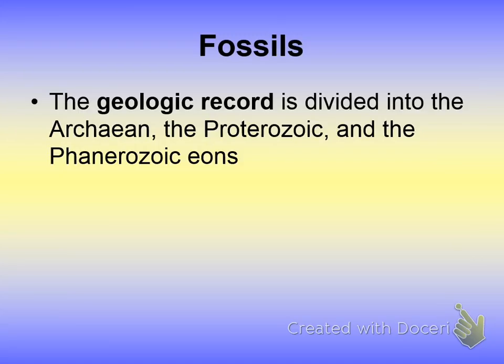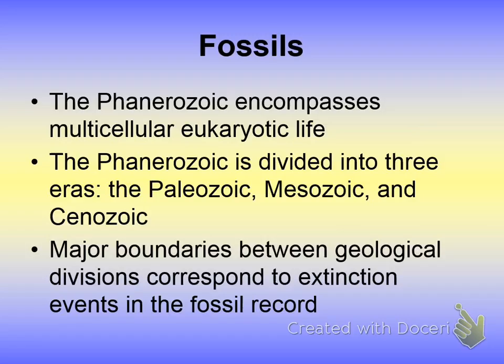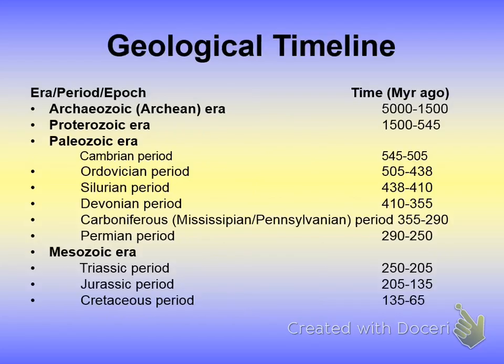So the geological record is divided into the Archean, the Proterozoic, and the Phanerozoic eons. The Phanerozoic encompasses all the eukaryotes. We have the Paleozoic, Mesozoic, and Cenozoic eras as parts of this, and this is where we actually have more of the life that we know of. This is where we have a lot of our fossil records.